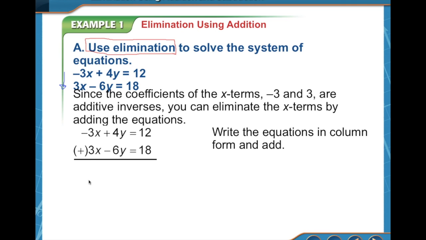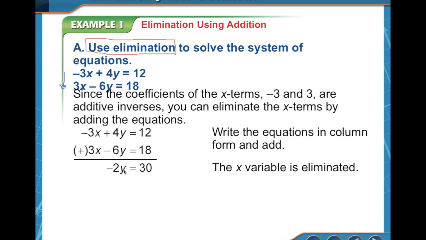And now just add everything down. So -3 and +3 becomes a 0. +4y and -6y becomes -2y. And then 12 plus 18 becomes 30. So mathematically, we're allowed to add these down if we have our equations lined up. So we get this. Now notice the difference between what we started with and what we have now. For starters, we had two equations with two variables, both x and y. Now we only have one equation here, and there's only one variable, y.